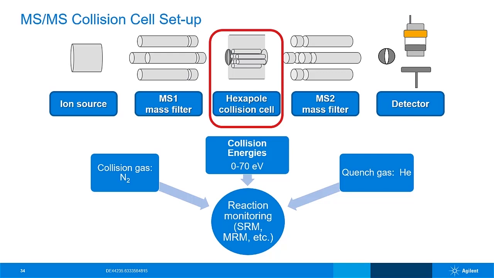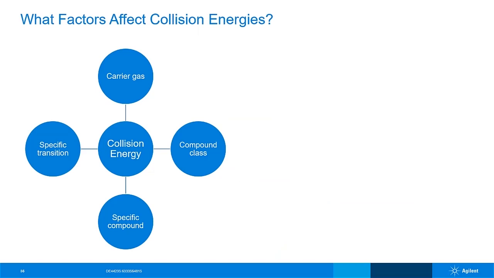So how do we know what collision energy we should set? A number of factors exist that affect collision energies: the carrier gas, the compound class, the specific compound, and even the specific transition of a compound. First off, let's focus on compound class. Depending on what compounds you are analyzing, different ranges of collision energies are applicable.